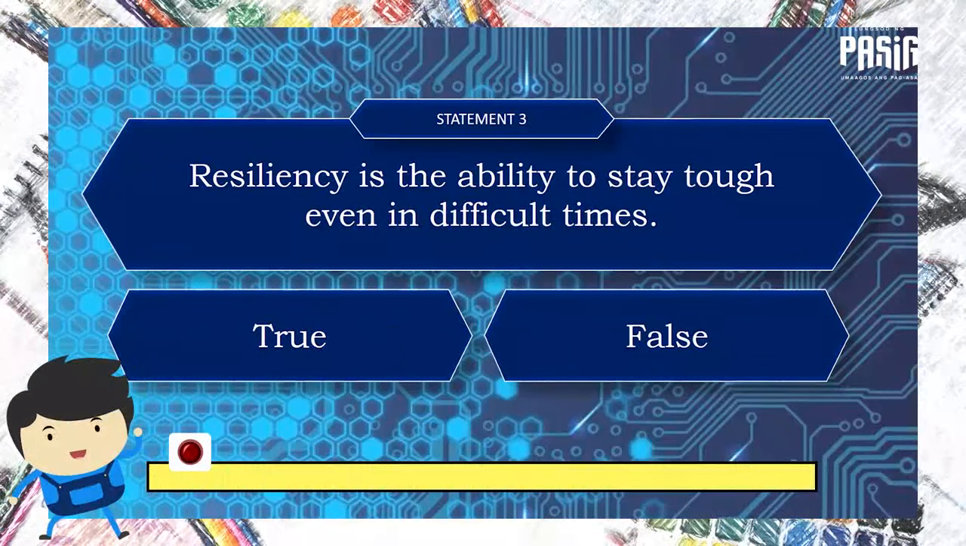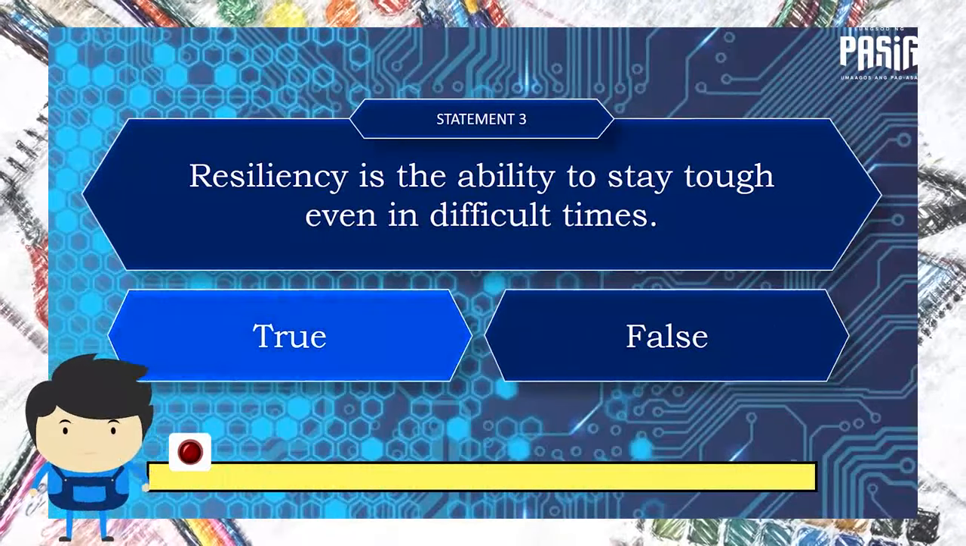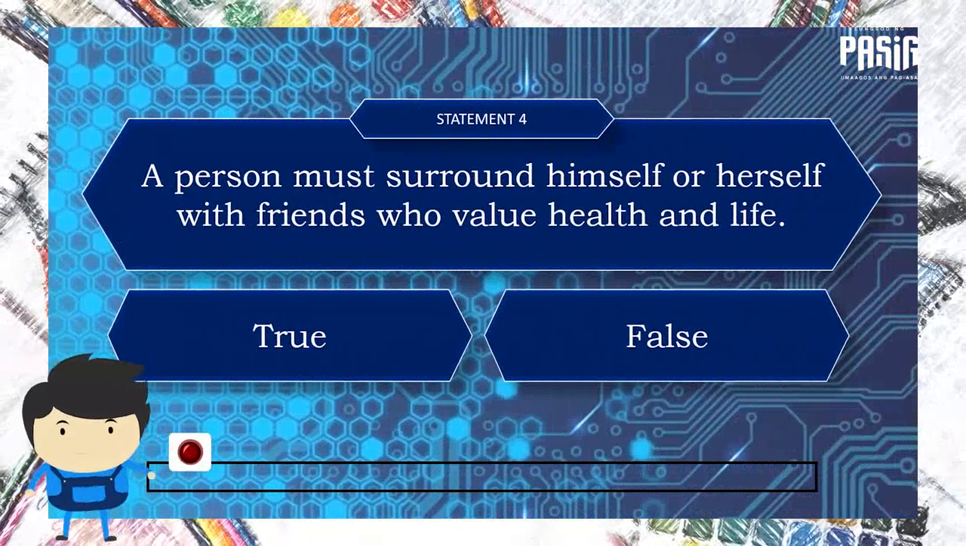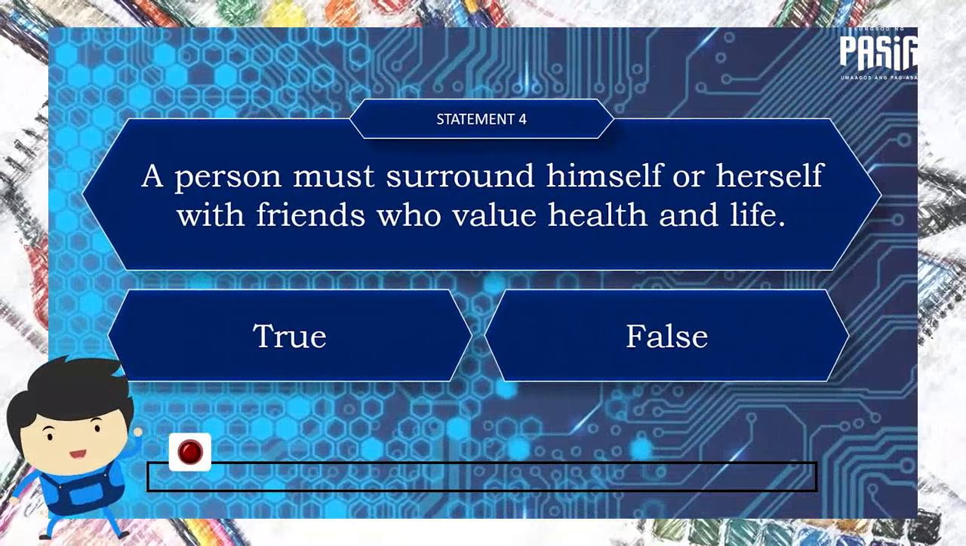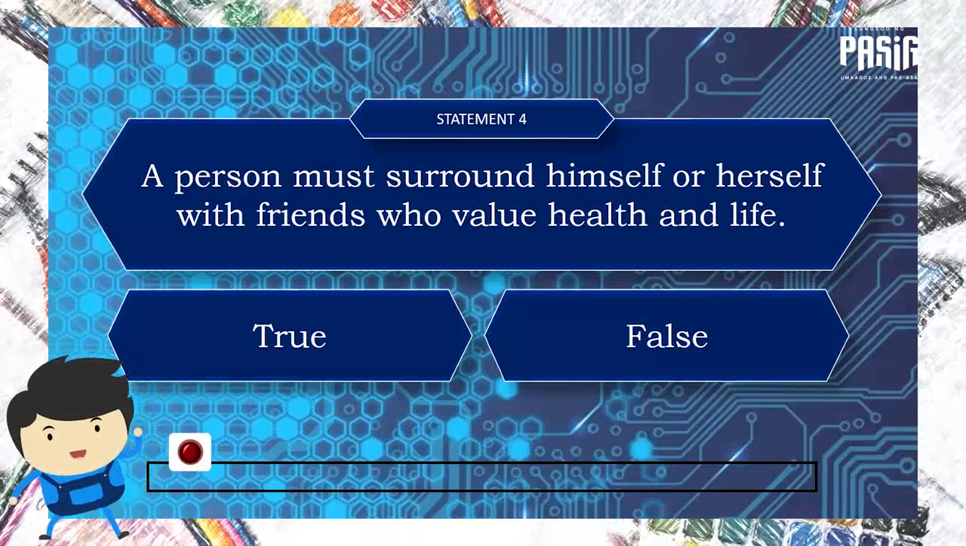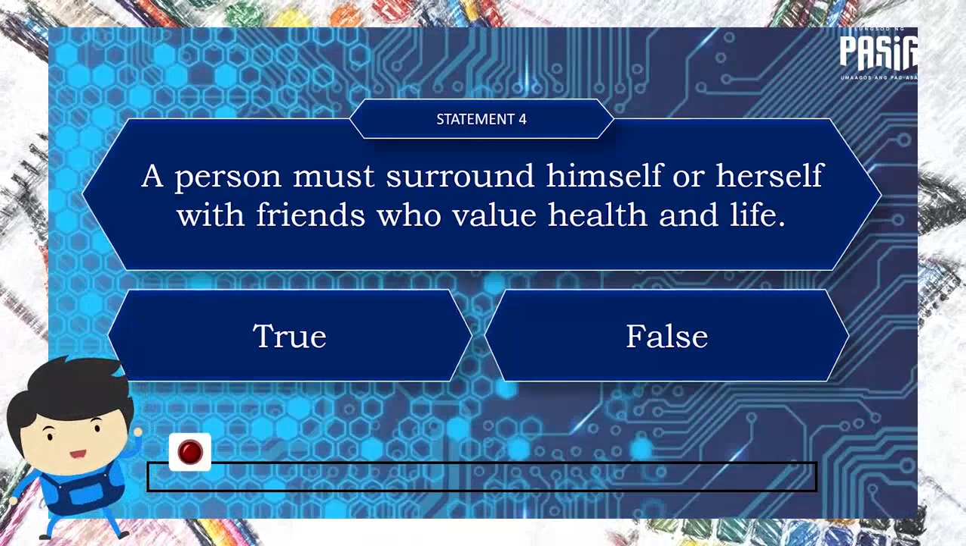The correct answer is... congratulations! Statement number 4. A person must surround himself or herself with friends who value health and life. True or false? Timer starts now.